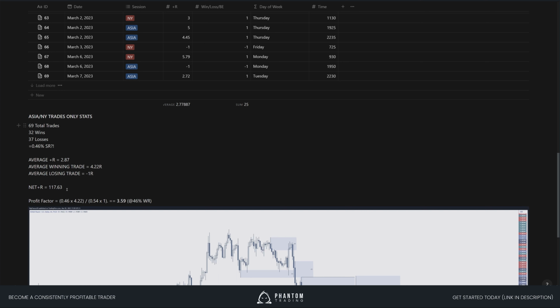Our net R, I don't know why it's averaged out here. I think because we were recording it here. I think this is a little bit off. I may have changed a couple of things or added some stuff since.